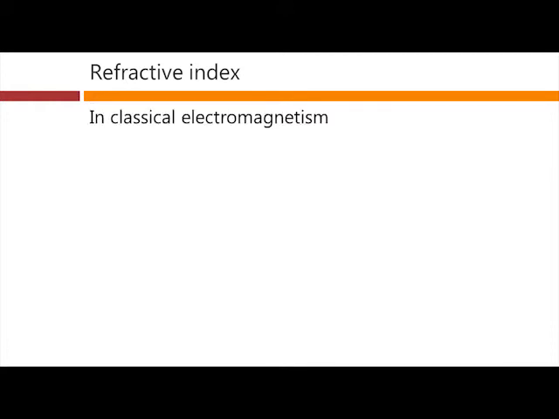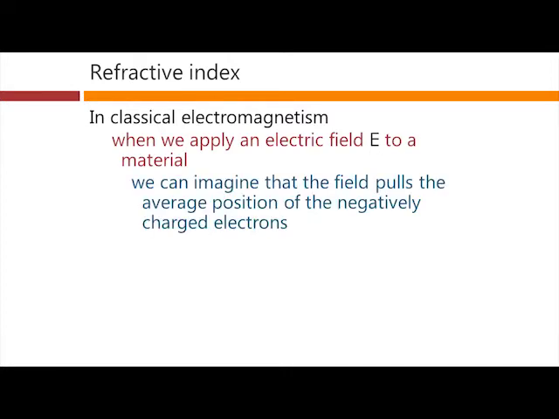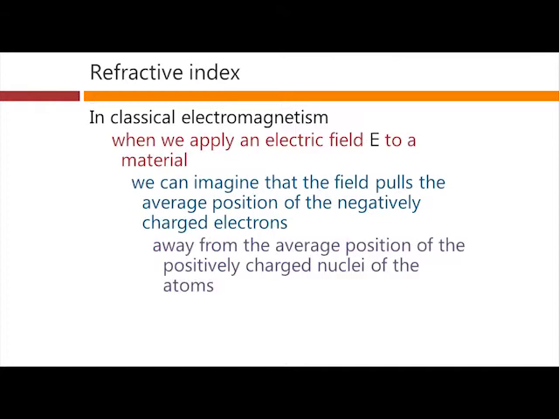In classical electromagnetism, when we apply an electric field to a material, we can imagine that the field pulls the average position of the negatively charged electrons away from the average position of the positively charged nuclei inside the atoms. And that would create what is called a polarization, and we could give that a letter P here. So we've polarized the electrons and nuclei in an atom, for example, by applying an electric field and pulling the electron and the nuclei in opposite directions.